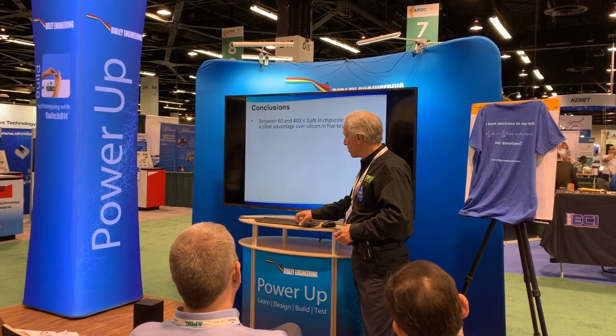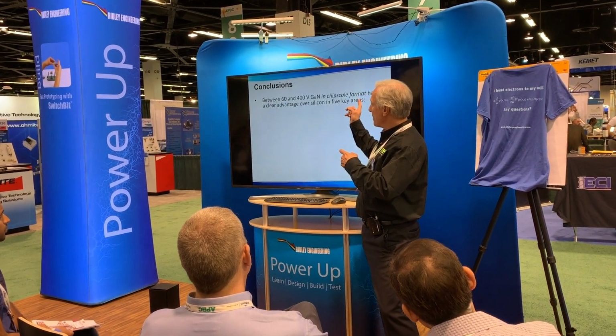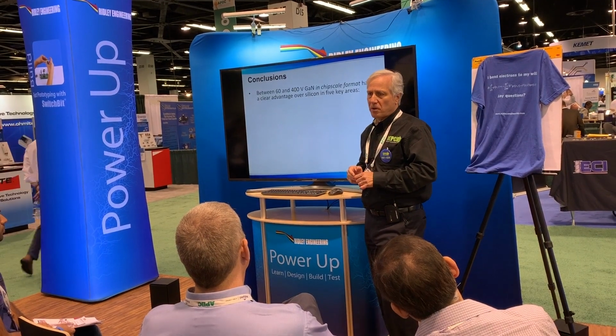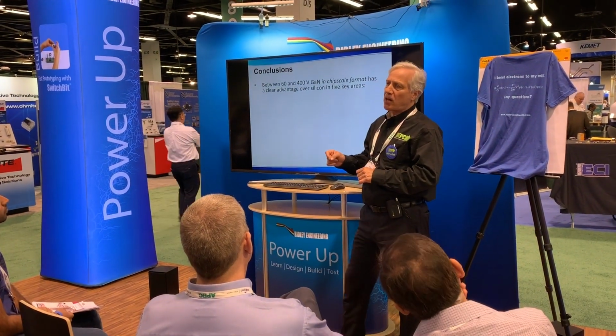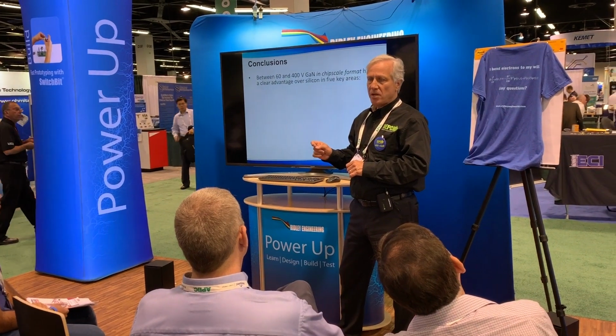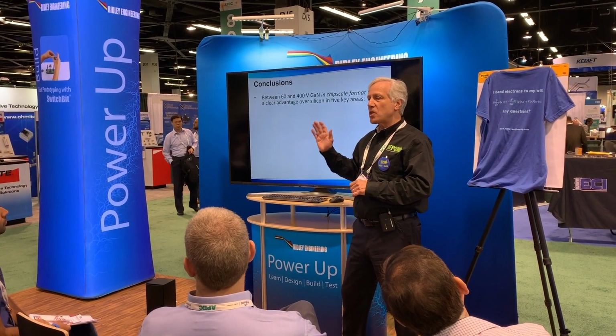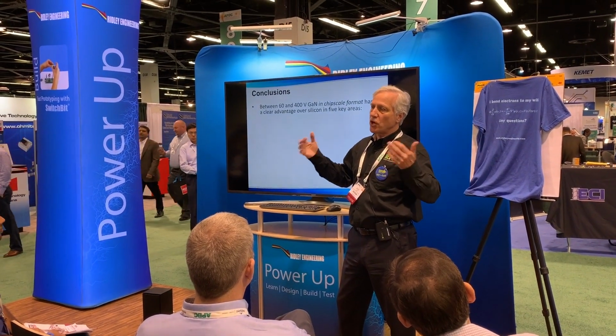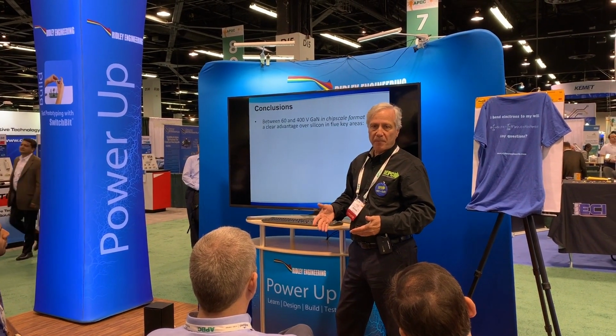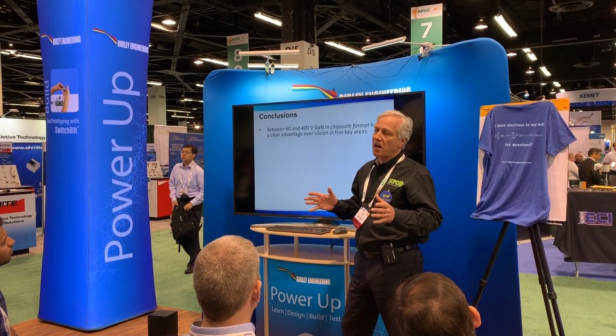All right, so in conclusion, between 60 and 400 volt devices, GaN has a clear advantage, and chip scale has a clear advantage. Chip scale beyond 400 volts is not practical because your terminal separation is bigger than the chip, so you're going to need to put a package. Maybe you can get away with 500 volts, but probably not.